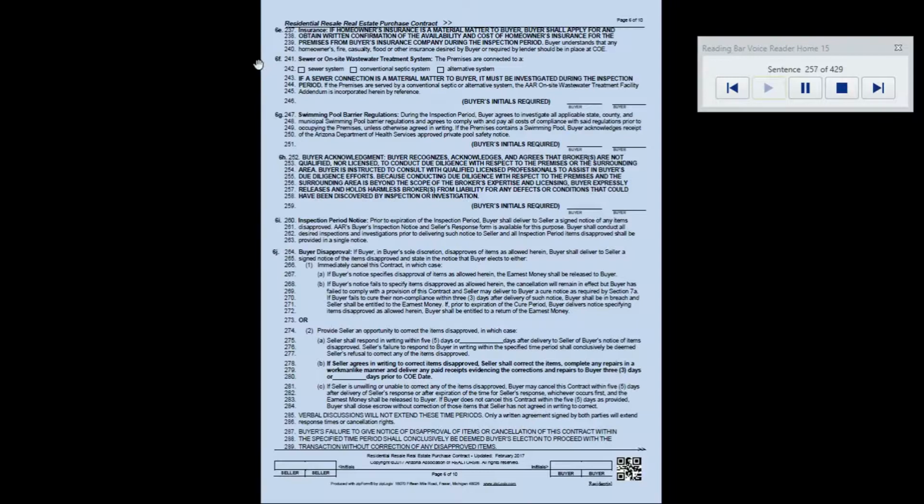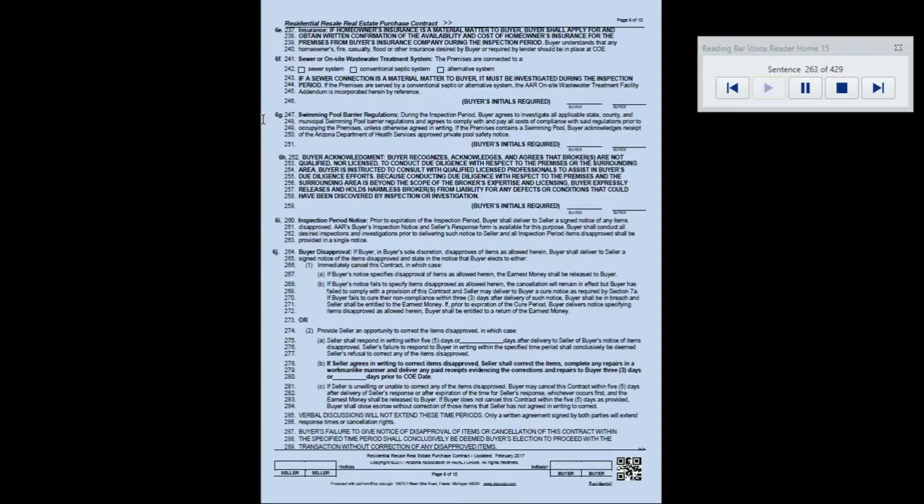6F. Sewer or on-site wastewater treatment system. The premises are connected to a sewer system, conventional septic system, alternative system. If a sewer connection is a material matter to the buyer, it must be investigated during the inspection period. If the premises are served by a conventional septic or alternative system, the AAR on-site wastewater treatment facility addendum is incorporated herein by reference. Buyer's initials required.